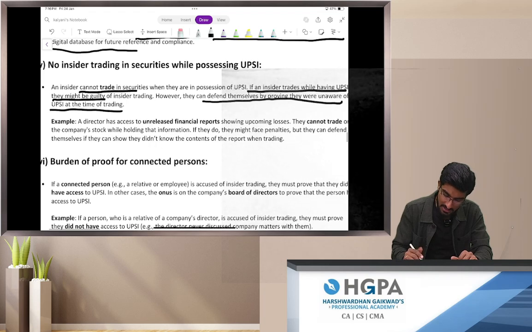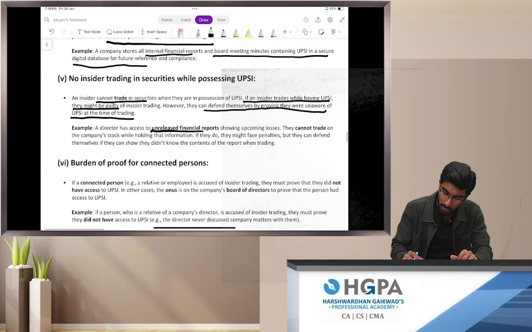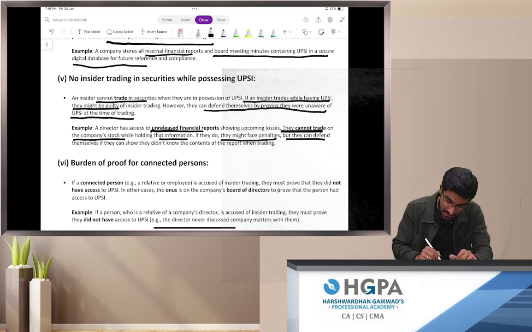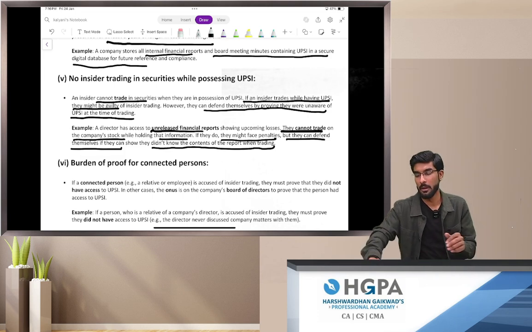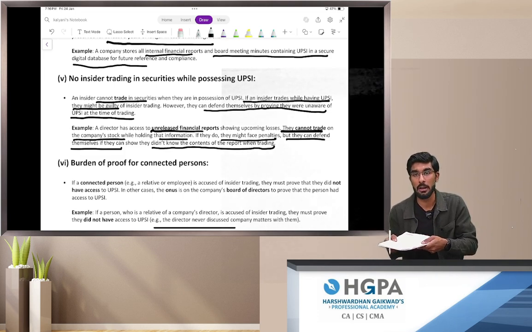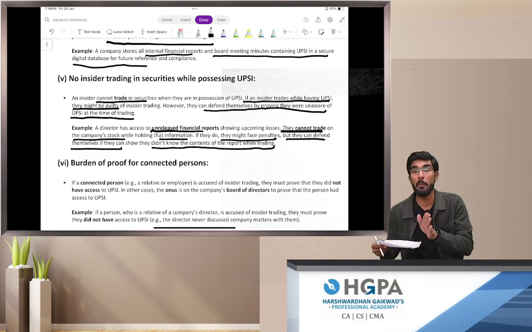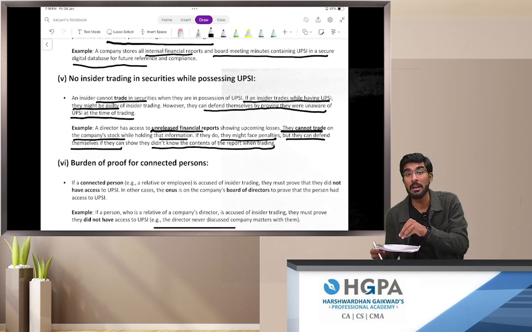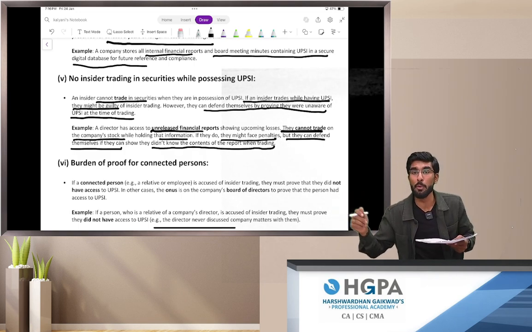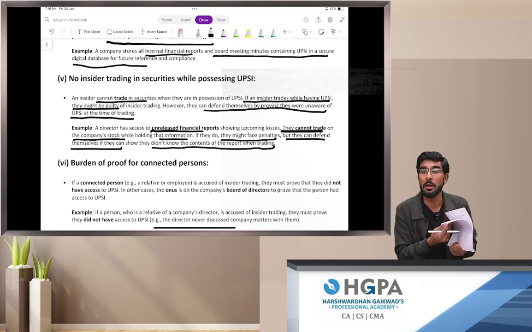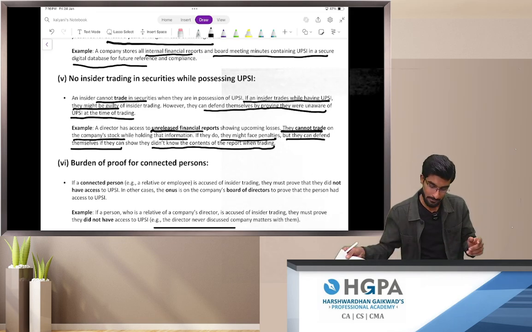Example: a director has access to unreleased financial reports showing upcoming losses. They cannot trade on the company's stock while holding that information. If they do, they might face penalties, but they can defend themselves if they can show they did not know the contents of the report when trading. He just had access to the financial reports, but he did not have any knowledge about the data in them, and he traded. So he needs to prove that he did not have any knowledge about what the financial results are saying.